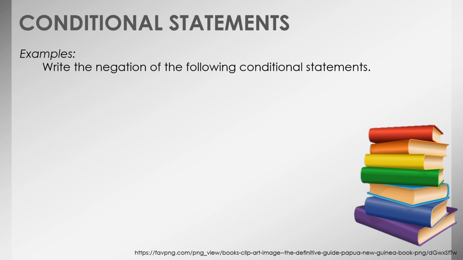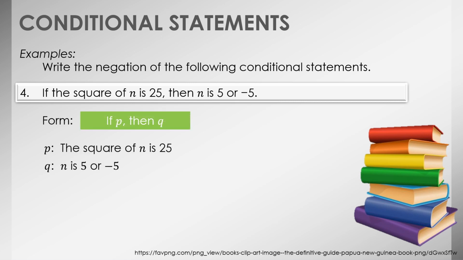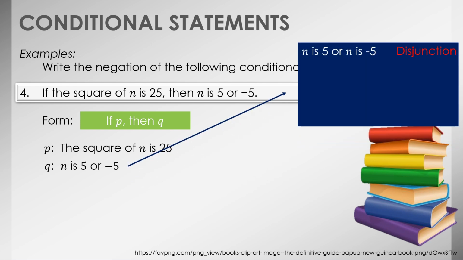And lastly, we have this conditional statement. This also follows this form. Hence, we have the following P and Q statements. Observe that the Q statement can also be written as this, which is obviously a disjunction statement. In our previous discussion, we've learned that the negation of a disjunction statement is formed by this. Hence, the negation of our Q statement is given by this.